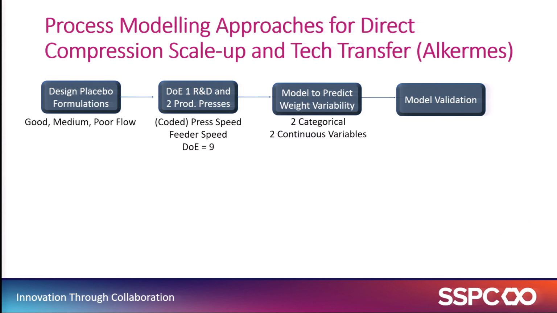So there's been a lot of studies done in this space, but they've tended to look at extremes, materials with extremes of flow. So these were classified as good, medium, and poor flow. Then the next stage was each press. We put each formulation on each press and studied the effect of the press speed and the feeder speed. So we had 9 separate DOEs, and each DOE had, I think, around 16 runs.